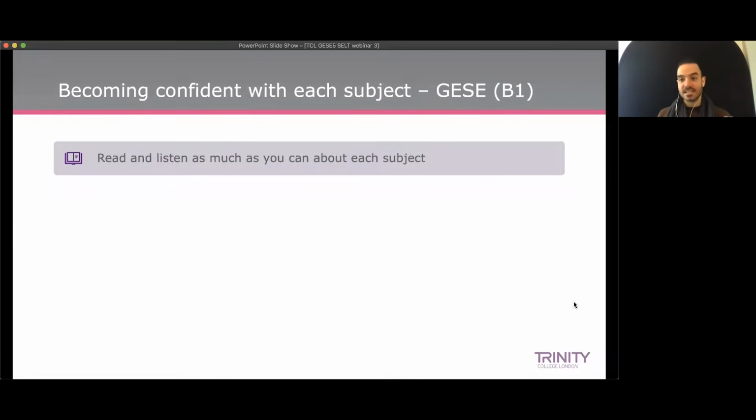So my first advice for you is read and listen as much as you can about each subject. So now that you're at home, every opportunity you have to read about festivals, read about special occasions, read about entertainment, the more you read, the more ideas and the more vocabulary you have. You develop more vocabulary, and then you can use it when you discuss with your examiner.